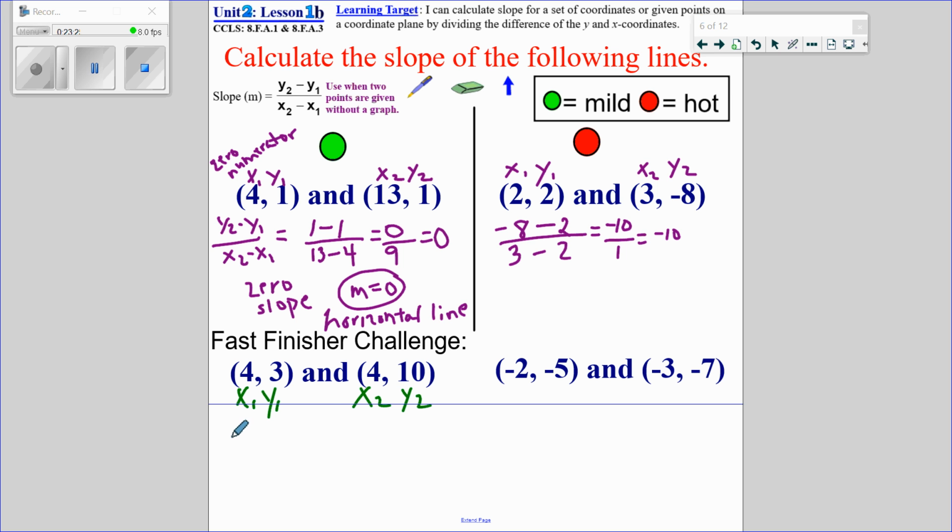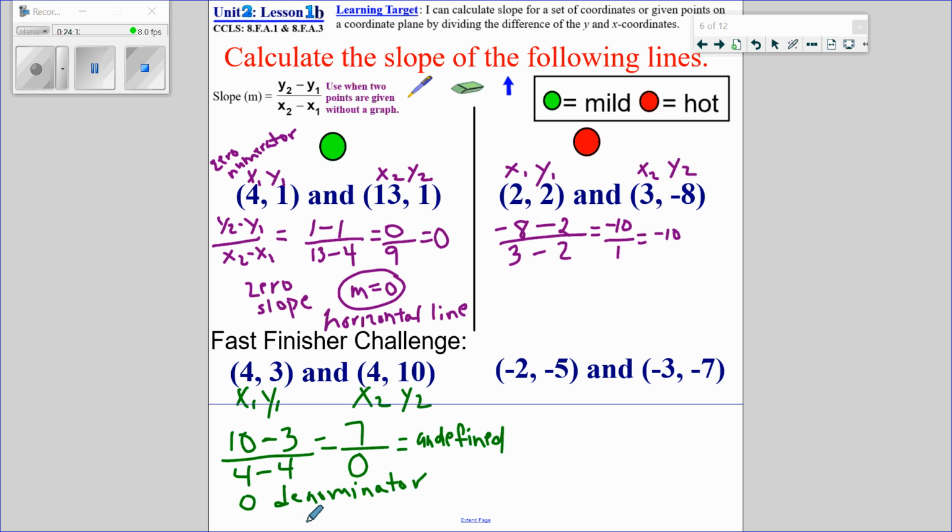The formula is up here, Y2 minus Y1, X2 minus X1. So Y2 is 10 minus, because it's part of the formula, Y1 is 3, over 4 minus 4. So 10 minus 3 is 7, and 4 minus 4 is 0. If you pick up your calculator and put in 7 divided by 0, you get syntax error or cannot divide by 0. This is undefined. So the difference is 0 in the denominator will give you an undefined. And if you graph it, it's a vertical line.